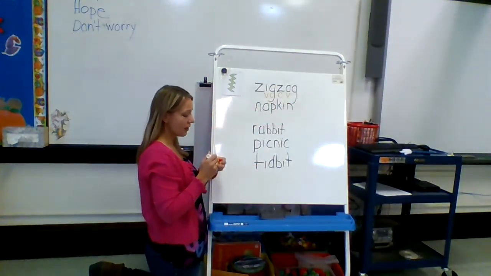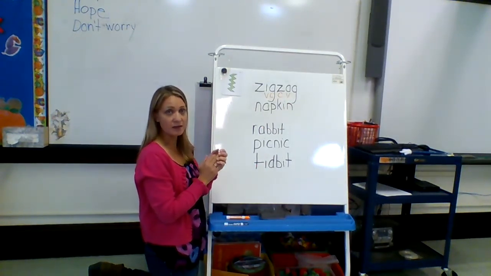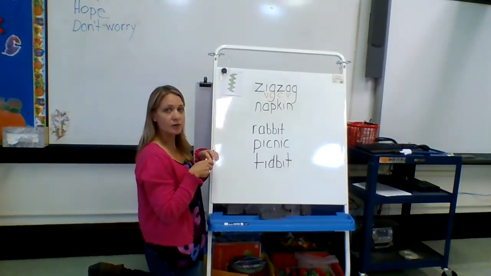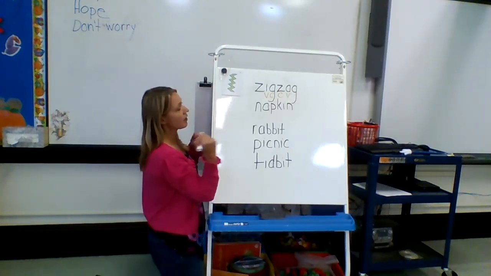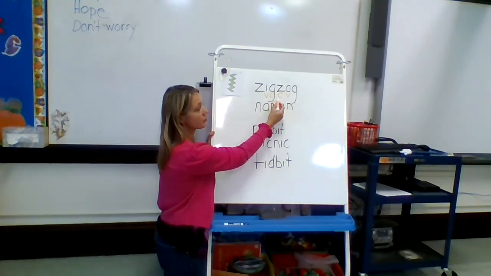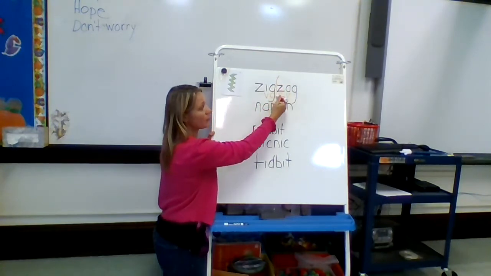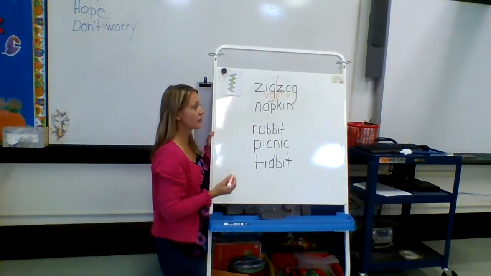Now, if I clap out the word zigzag, it sounds like this. Zigzag. And it sounds like we have two syllables or two word parts or two claps. They're all the same thing. And up here I can see that I have two consonants between my vowels, and that tells me I'm going to divide my word into syllables right there. Zigzag.